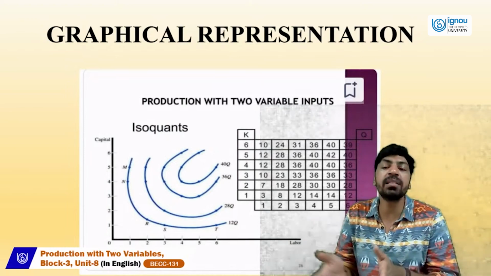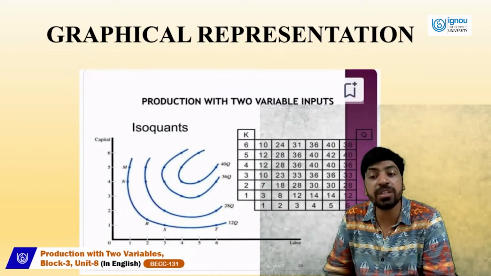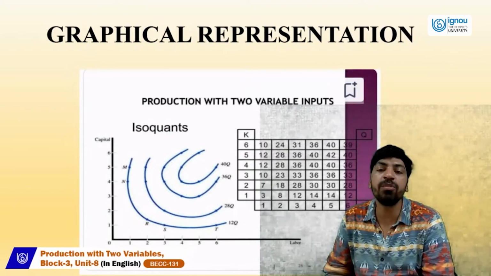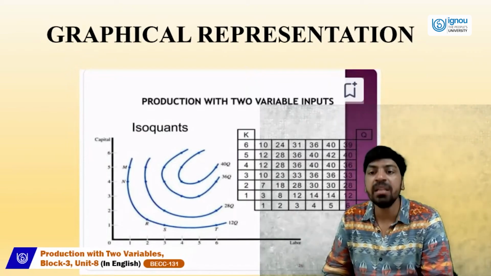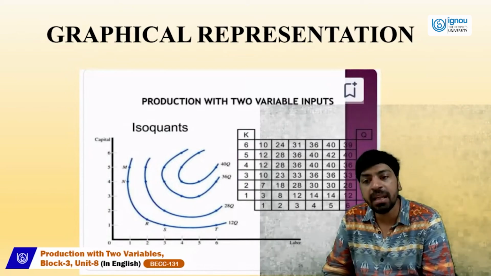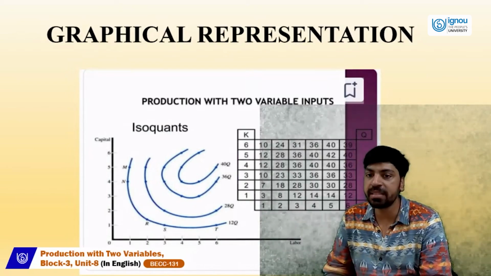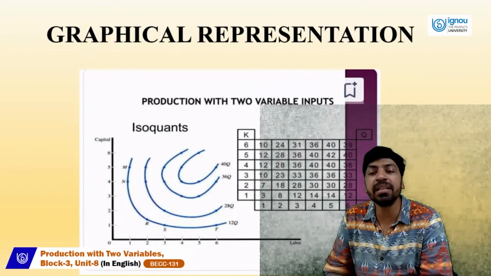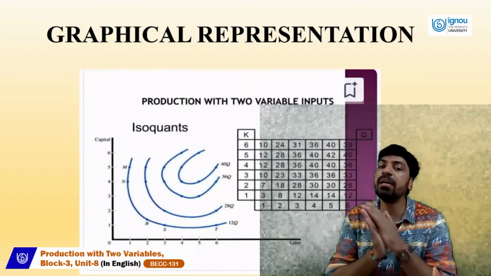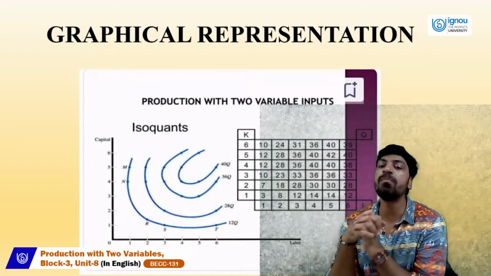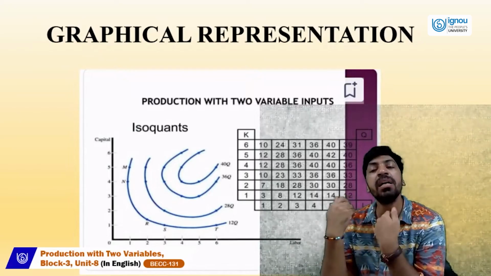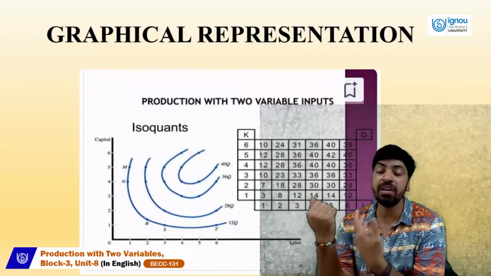Let's come forward to the fourth column, which produces the maximum level of output, which is 40 units. That is 36, 40, 40, 36, then again 40, 36, 36. I repeat once again, 36, 40, 40, 40, 36. So the maximum units produced by combining the two inputs is 40 units, which is the level of output.